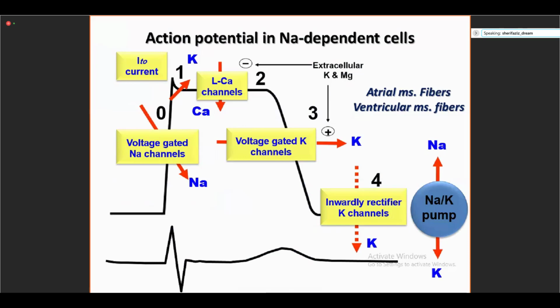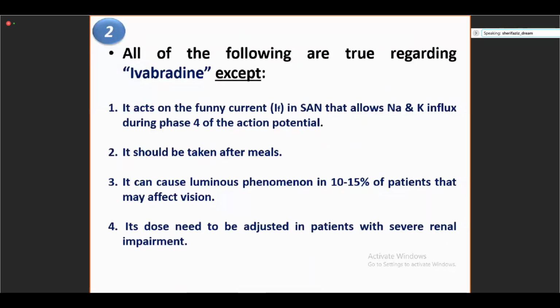So let's move to the second question. This is an interesting question regarding ivabradine. All of the following are true regarding ivabradine except: it acts on the funny current in the SA node that allows sodium and potassium influx during phase 4 of the action potential; it should be taken after meals; it can cause luminous phenomena in 10 to 15% of patients that may affect vision; its dose needs to be adjusted in patients with severe renal impairment. Anyone has an opinion regarding this question?